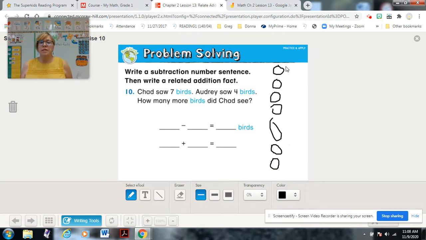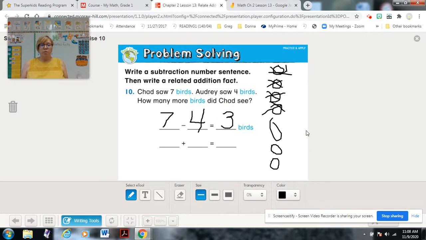All right, so I'm going to take away the 4 because that's what she saw. How many more birds did he see? All right, so he saw 7, right? Because that's how many he saw altogether. She saw 4. How many more birds did Chad see? 1, 2, 3. He saw 3 more birds.